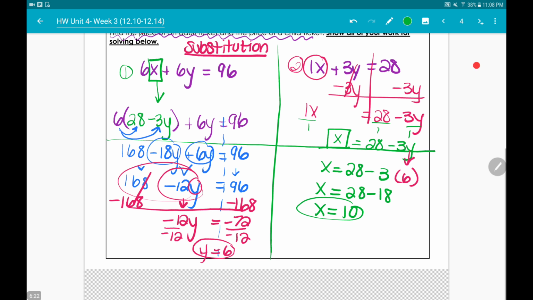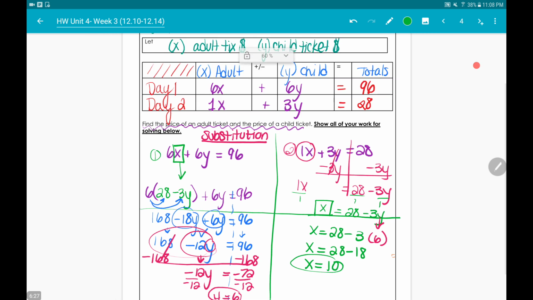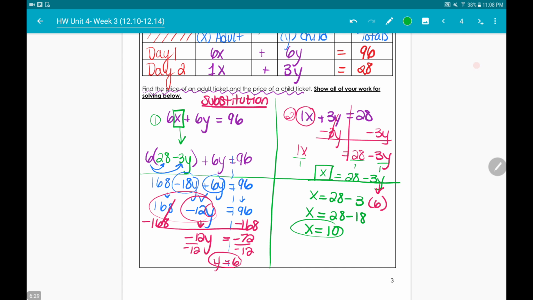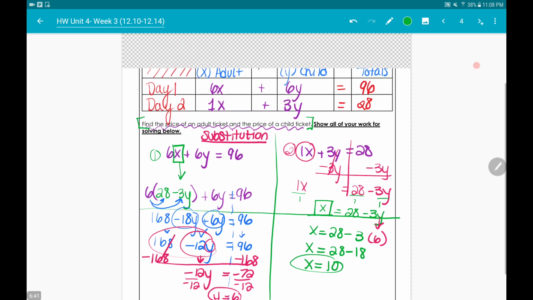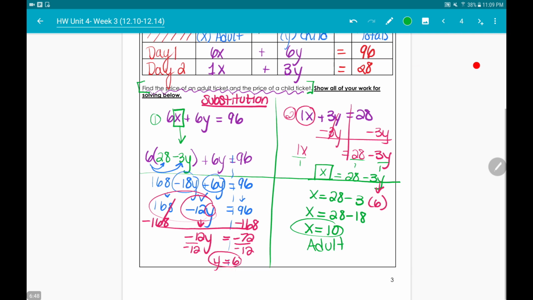But I can't write my answer like that. I actually have to write a conclusion now a little bit more in depth, in context. That's why we practice that. So think back to our let statements and the question being asked. The question was saying, find the price of an adult ticket and the price of a child ticket. So if I look back at my let statement, X was adult and Y was child.